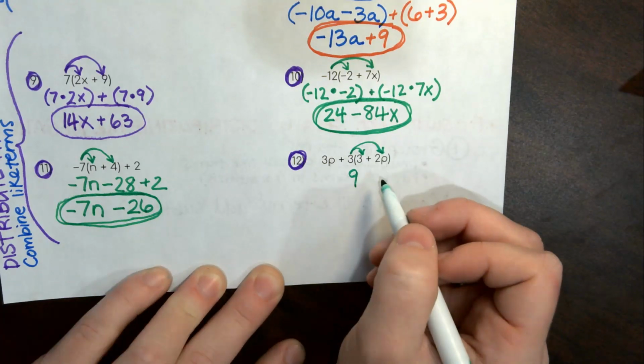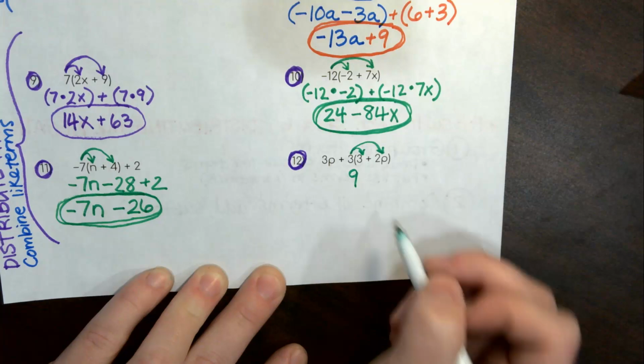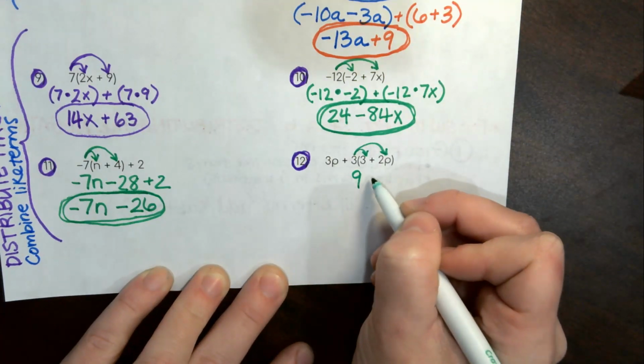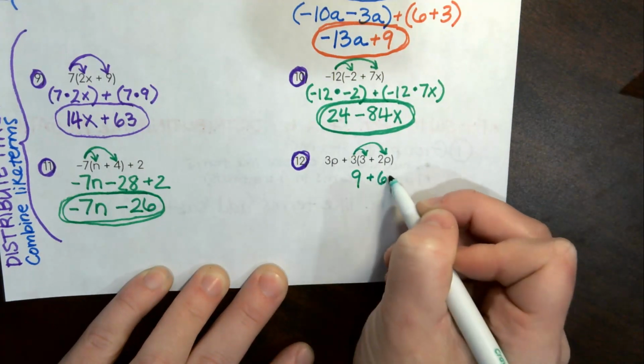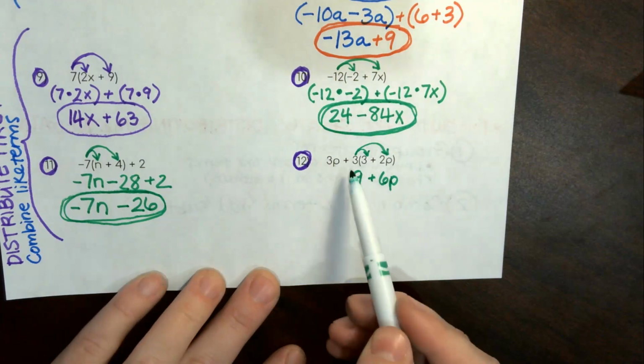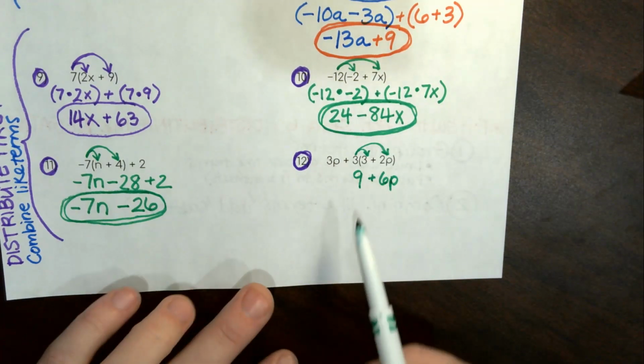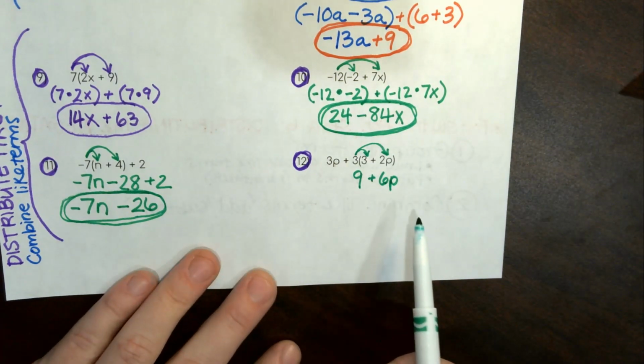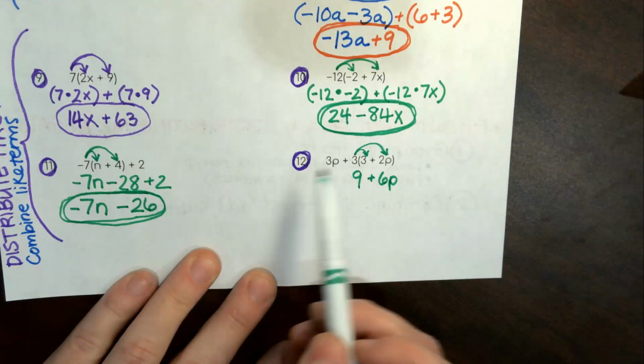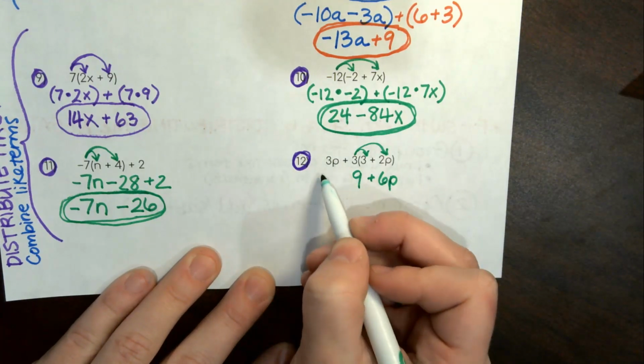Good. And then what is 3 times 2p? Say that again. 6p. I thought I heard 6d. I was like, okay. Plus 6p. Perfect. Because 3 times 2 is 6, and we just keep the p on there. All right, are we done? No, we still have a 3p up here. So we can bring that down.